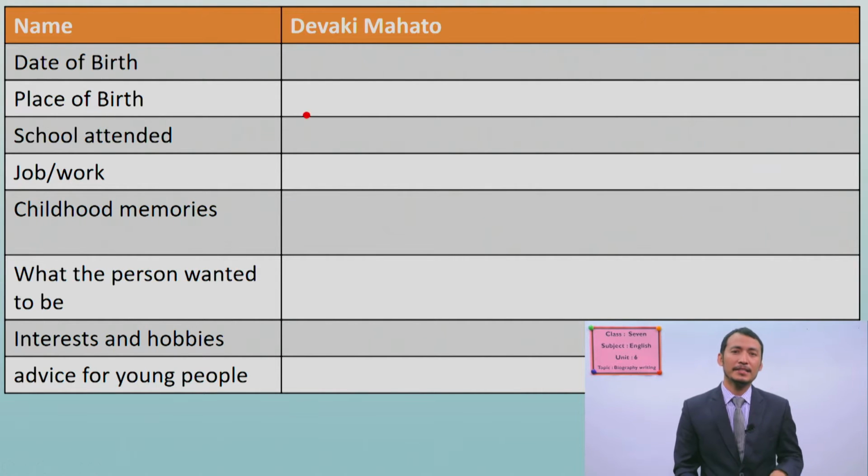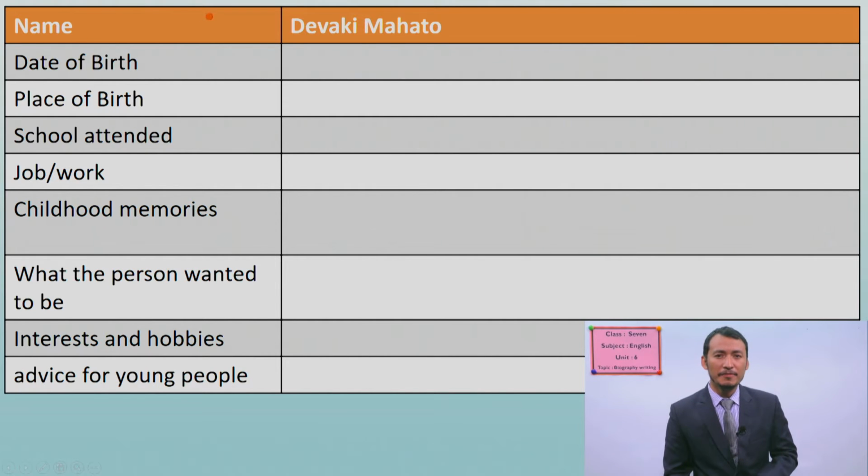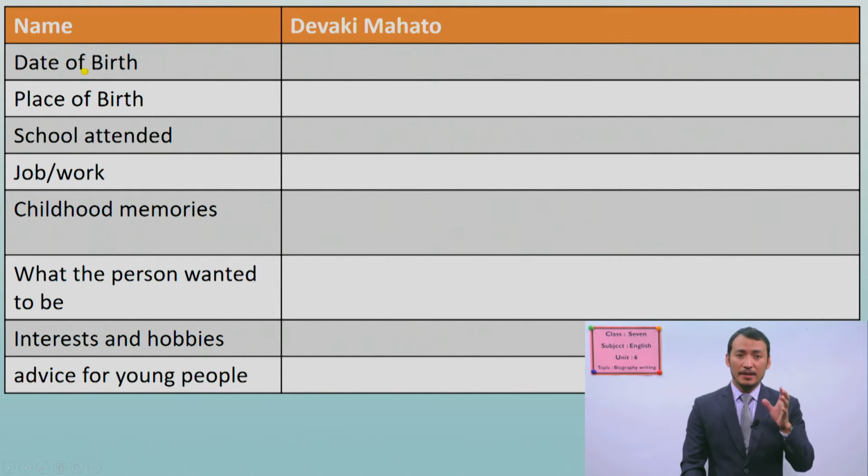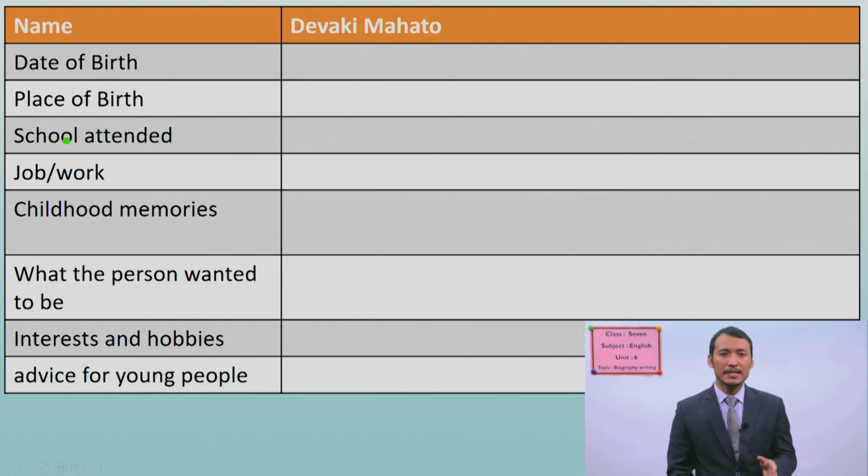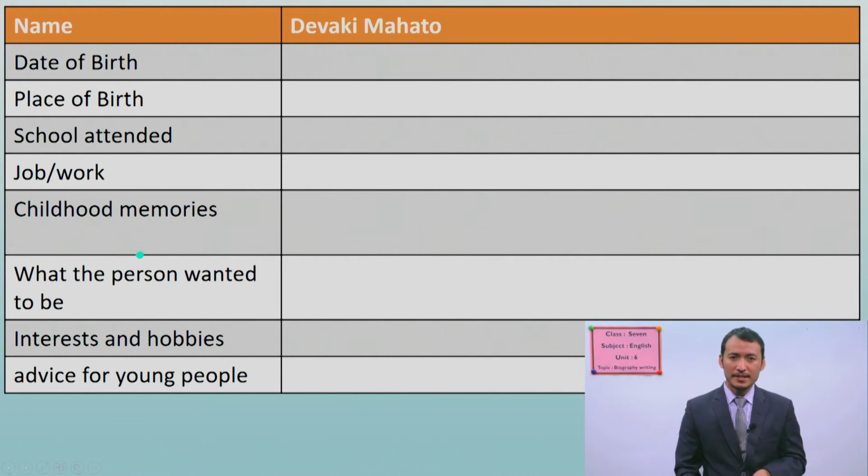So let's have a look at the things that we have to mention in our biography writing. Okay, students? What you have to first mention is the name of the person. The first thing is you have to write the name of the person, and then the date of birth, place of birth, school attended, job or works, childhood memories, and what the person wanted in the childhood, and interests and hobbies, and advice for young people or other people.